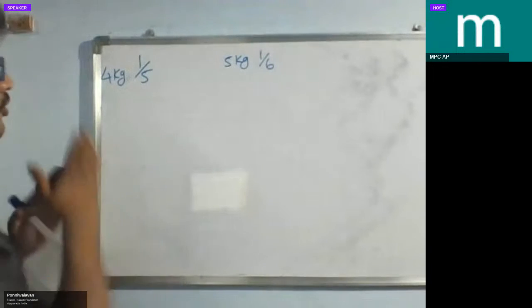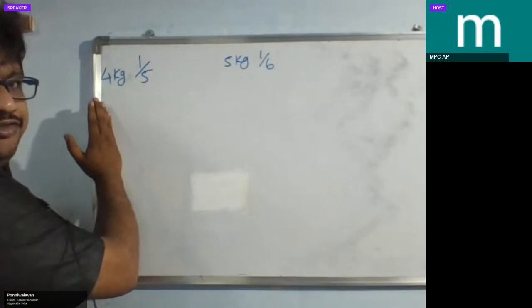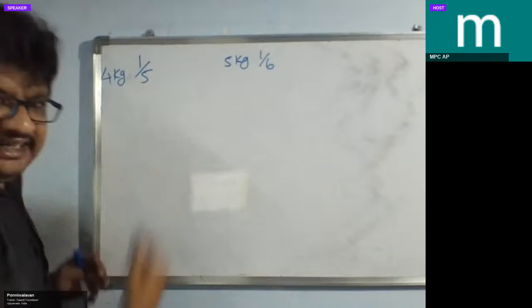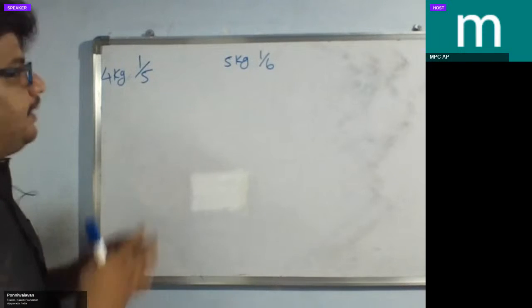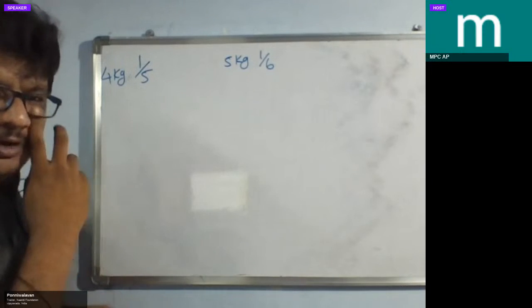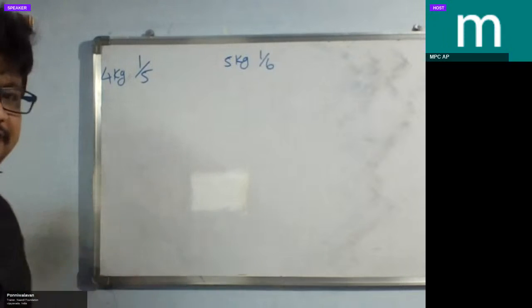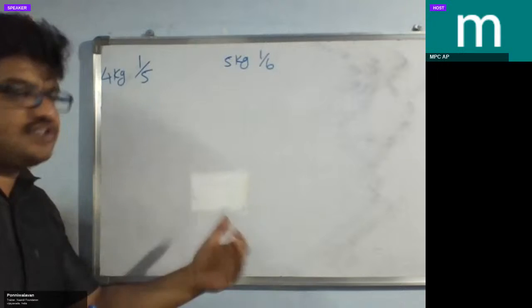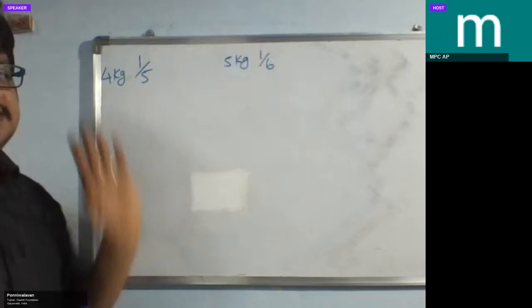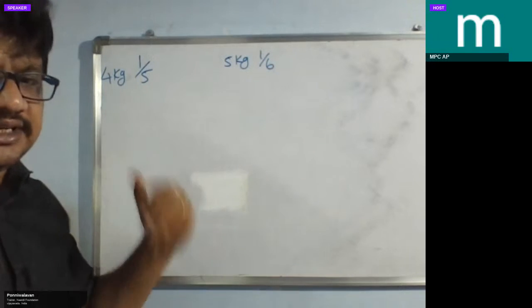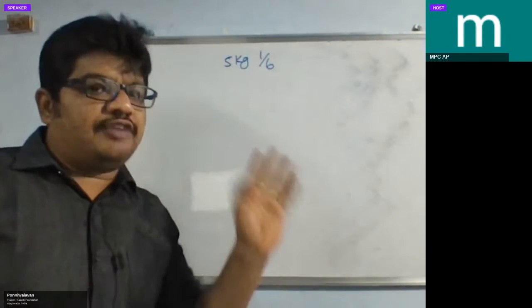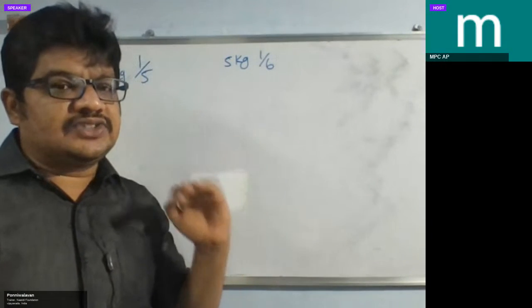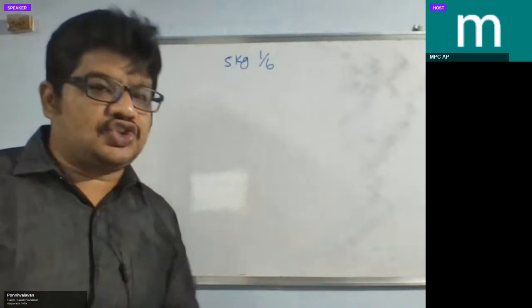Listen. 4 kg of metal contains 1 by 5 copper and the rest is zinc. Another 5 kg of metal contains 1 by 6 copper and the rest is zinc. Find the ratio of the copper and zinc in the mixture of these two metals.